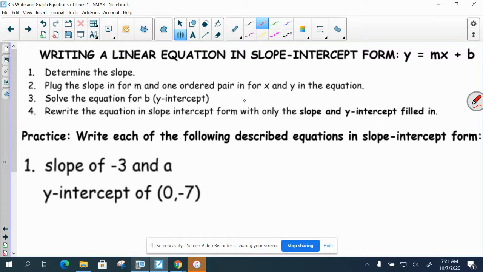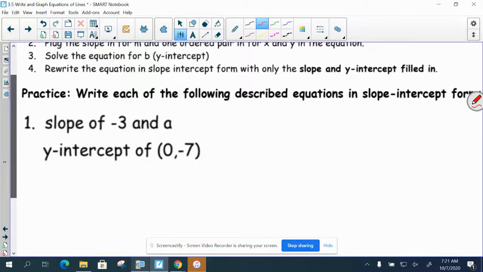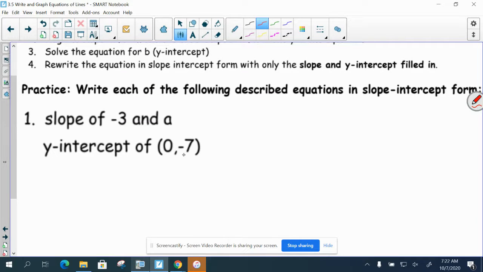Whenever you write equations in slope-intercept form, you want to determine the slope, and then plug in the slope for m and one ordered pair for x and y into the equation to solve for the y-intercept. We write the equation in slope-intercept form with only the slope and y-intercept filled in, and the x and y as variables. So here, it gives us the slope, and the y-intercept is -7. All we need to do is plug these two things into the equation. So y equals -3x for the slope, and then -7 for the y-intercept. Okay, so that one was easy.